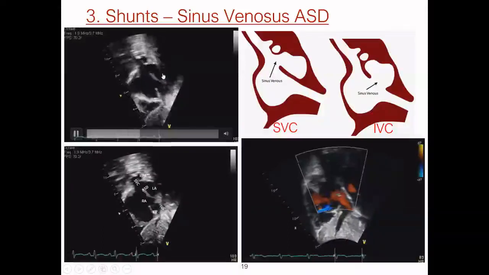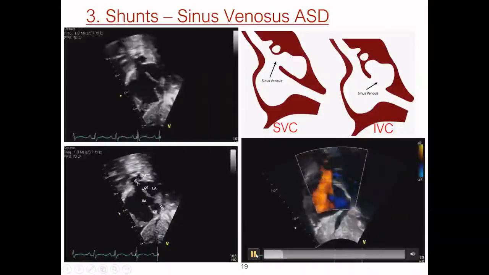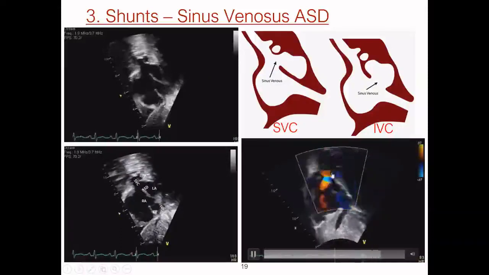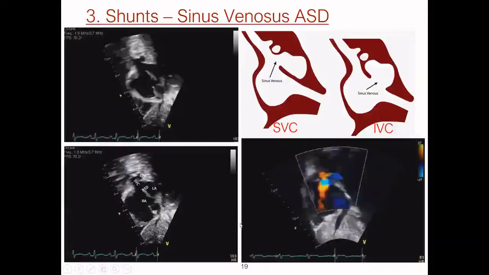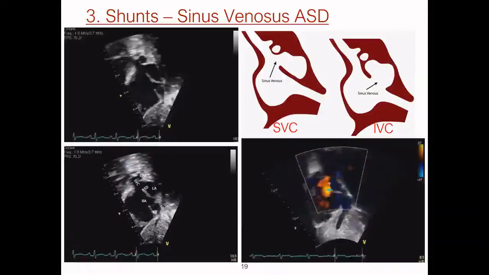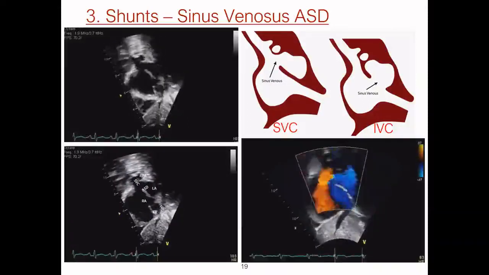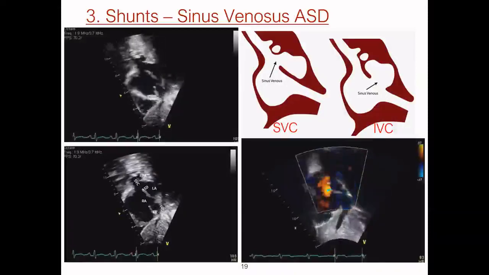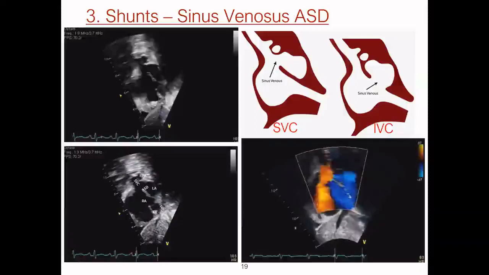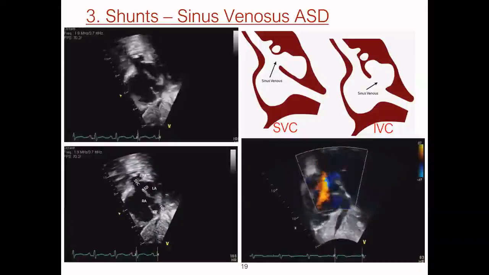So I tried to replicate this picture over here. You can see there's a clear defect here, as you can see here, labeled. And when we put the color on, you can see a nice shunt going in there. This view is the subcostal bicaval view, where you have to rotate the probe from a subcostal 4-chamber clockwise to about 4 or 5 o'clock.